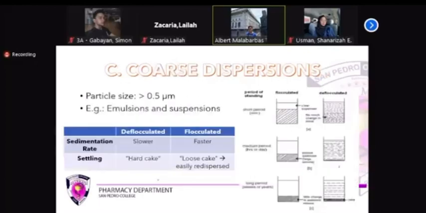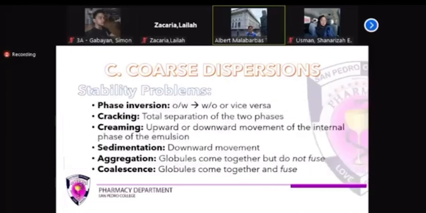Okay, and then the last one for your liquids, we have your coarse dispersion. Particle size is greater than 0.5. Examples are suspensions and emulsions. So particularly in physical pharmacy, we'll only be talking about the stability problems. By definition, the stability problems among your coarse dispersion are the following.